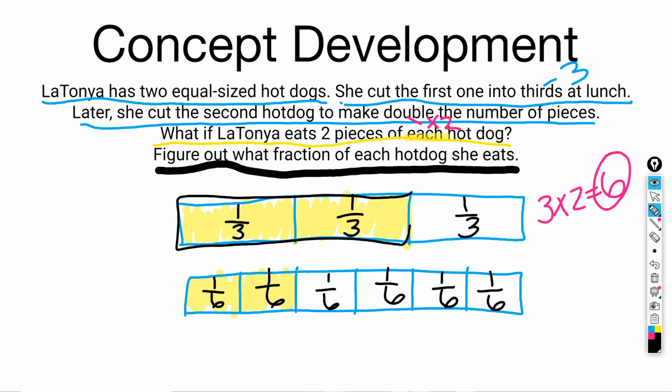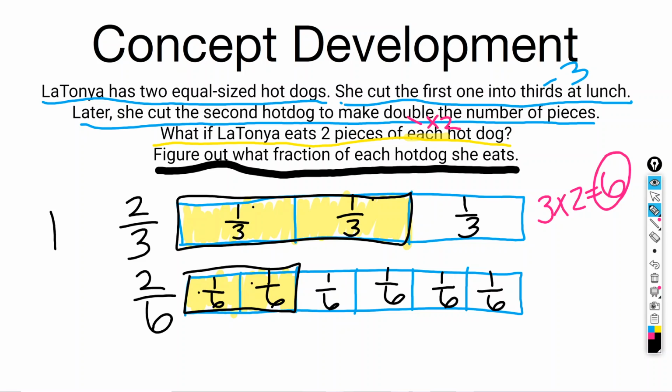Well, in this hot dog, she eats 2 pieces. So she eats 2 pieces out of the 3, 2/3. In this hot dog, she also eats 2 pieces, but it's 2 pieces out of 6. So it's 2/6. So figure out what fraction of each hot dog she eats. Of the first hot dog, she eats 2/3, and then the second hot dog, she eats 2/6.